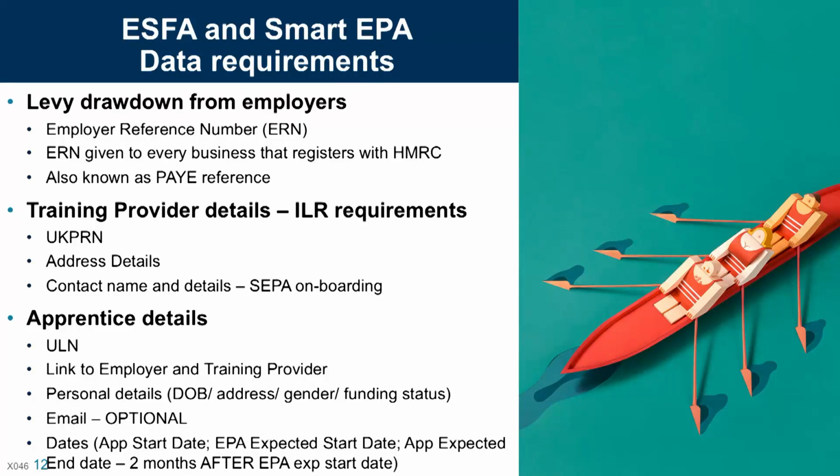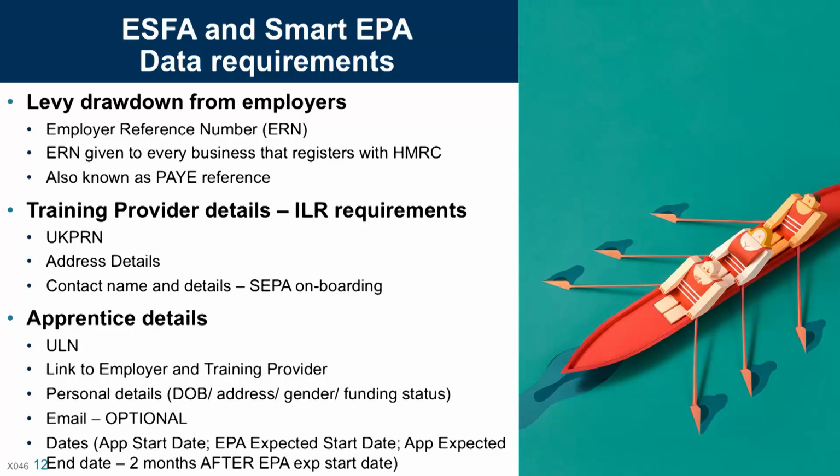From a levy drawdown of employers perspective, we need the employer reference number, which is typically given to every business that registers with HMRC. It's also known as the PAYE reference. So it's not very difficult to find, but you can't find it in the public domain. Any employer who is paying taxes, and I'm assuming all of the employers, including SMEs, actually do pay taxes, will be registered with the HMRC, and their employer should be able to give it to you fairly quickly and easily.